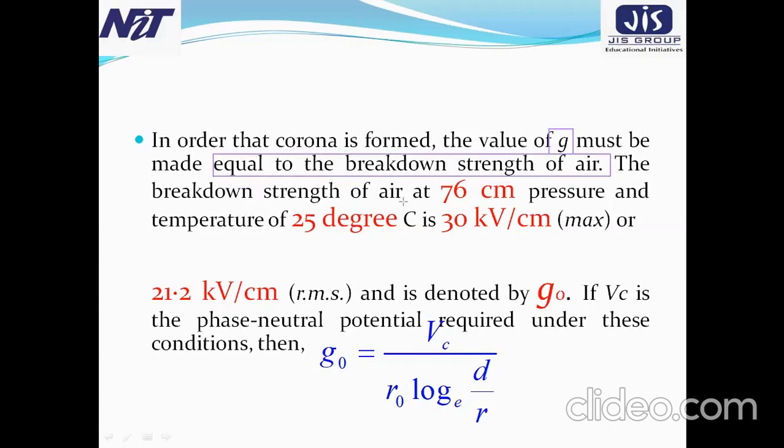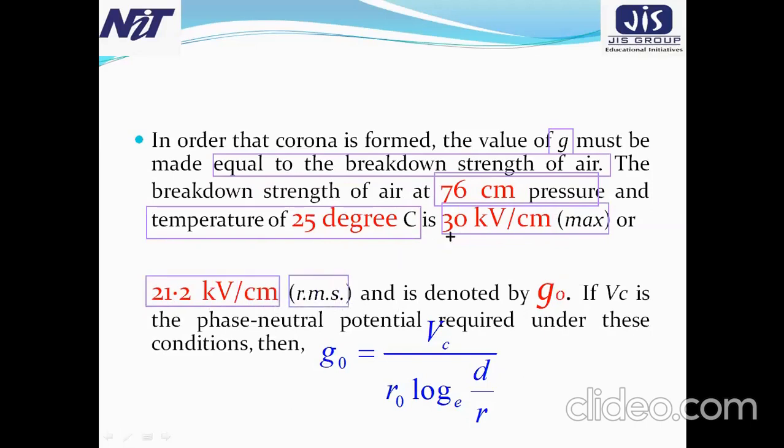The breakdown strength of air at 76 centimeter pressure and temperature 25 degree centigrade is 30 kV per centimeter maximum value, or 21.2 kV per centimeter RMS value. RMS means we have to divide 30 kV by root 2. So 30 by root 2 is the maximum value divided by root 2, and we find the RMS value, that is 21.2 kV.